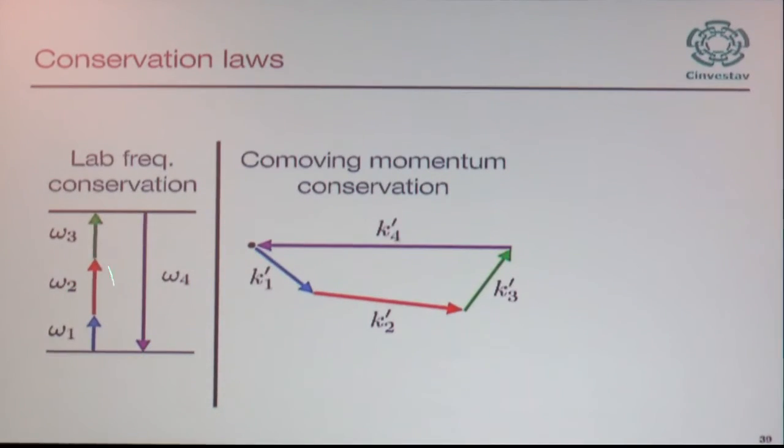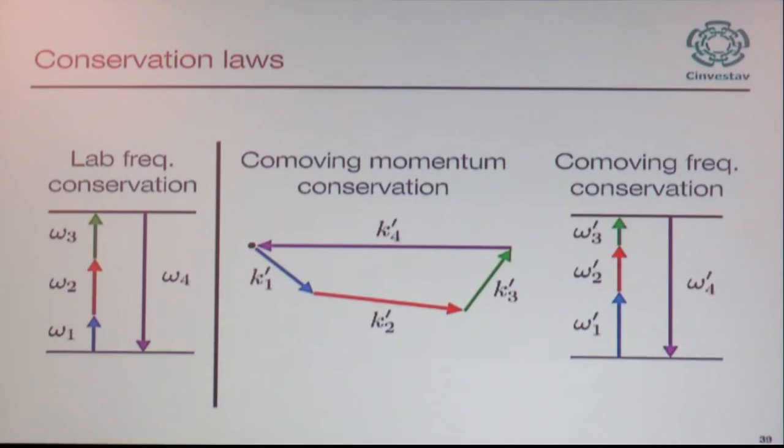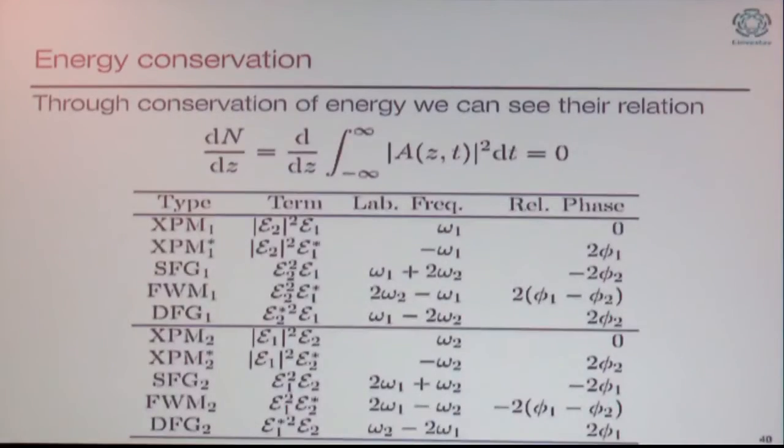This is like usually what we put to show that the lab frequency is conserved. And this is what you would usually see if there's a momentum conservation, but we change it to co-moving frequency. Co-moving has a front here. Then it's easier to see that they're equivalent. And when we do that, we realize that there are some extra connections.